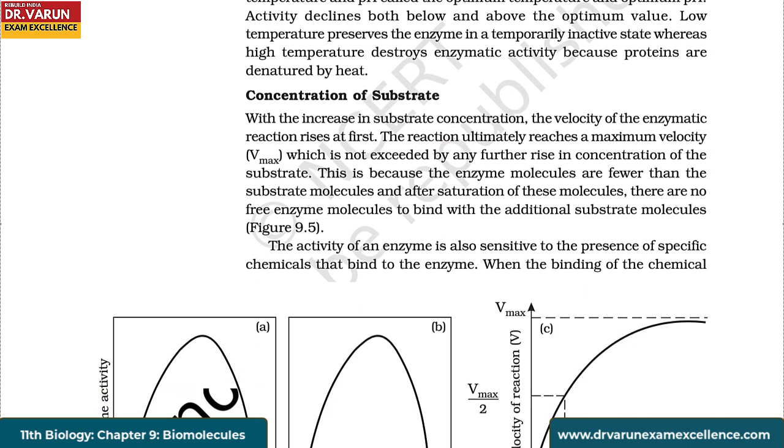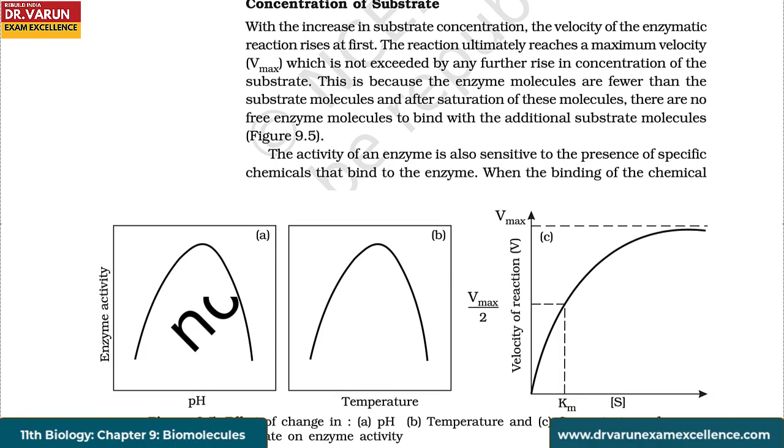Concentration of substrate. With the increase in substrate concentration, the velocity of the enzymatic reaction rises at first. The reaction ultimately reaches a maximum velocity called Vmax, which is not exceeded by any further rise in concentration of the substrate. This is because the enzyme molecules are fewer than the substrate molecules, and after saturation of these molecules, there are no free enzyme molecules to bind with the additional substrate molecules.